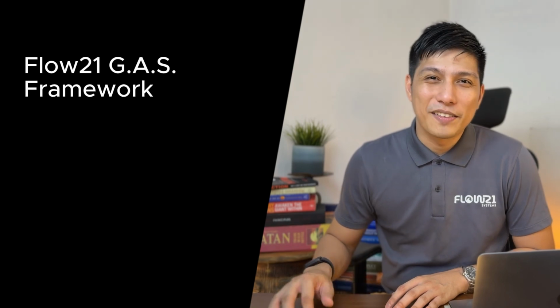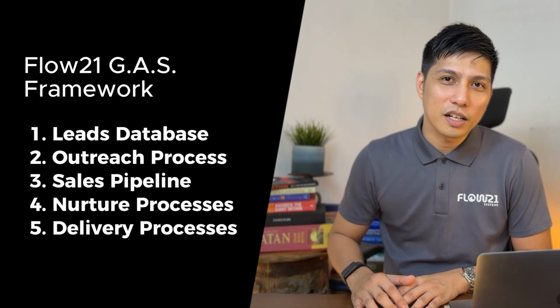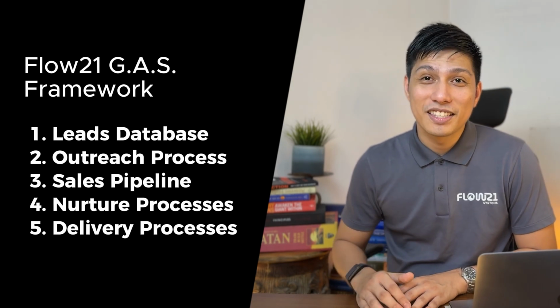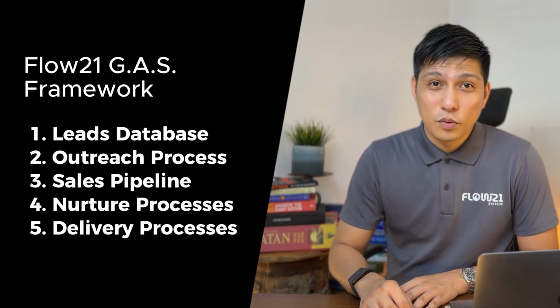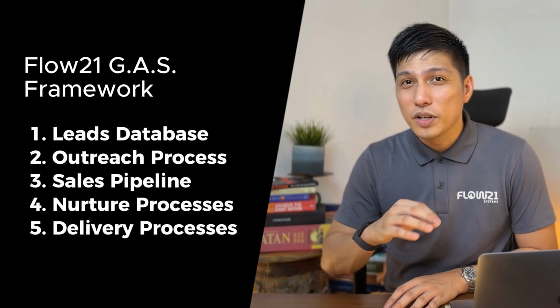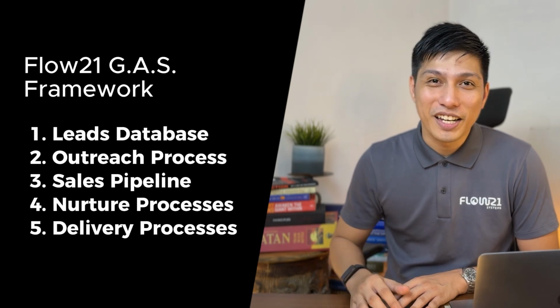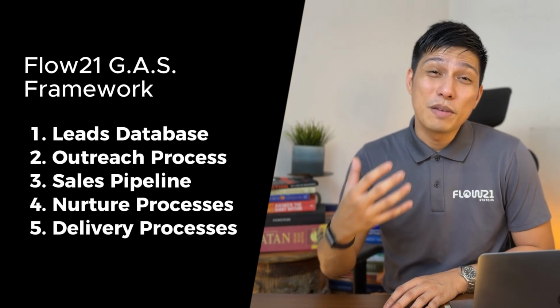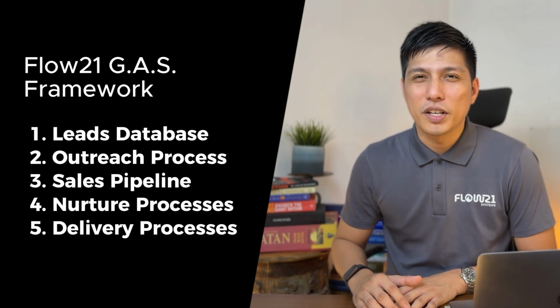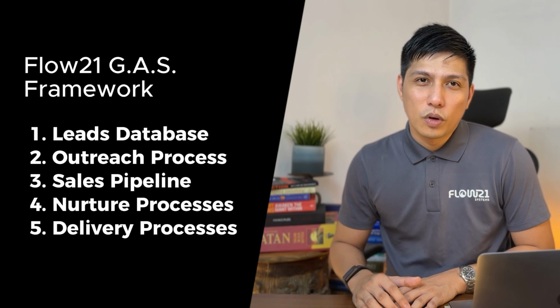We've talked through all 5 stages of the Flow 21 GAS framework: your leads database, your gold mine of new and old leads, outreach, which is how you grab attention, sales pipeline, how you guide the leads, like dating and closing, and nurture, keeping lost leads warm for recycling. And then finally, stage 5, delivery, how you can scale without breaking. So in your notepad, based on those guide questions, now it's the time to pinpoint your number 1 bottleneck.